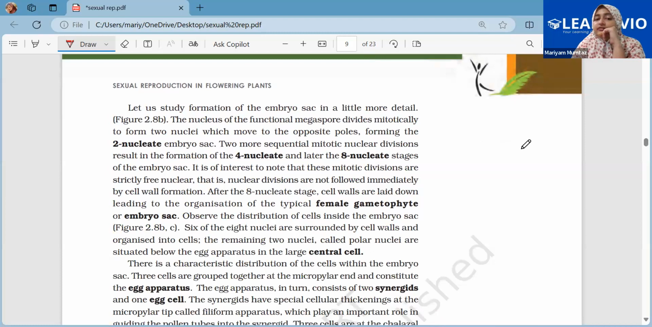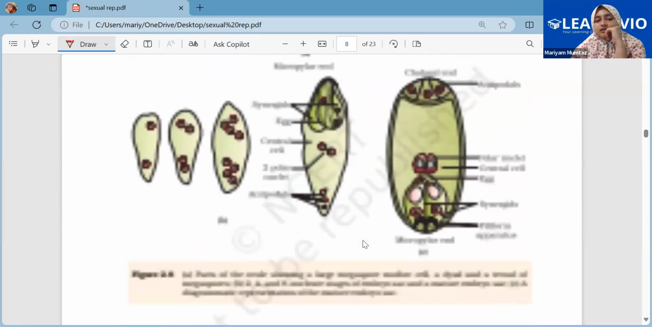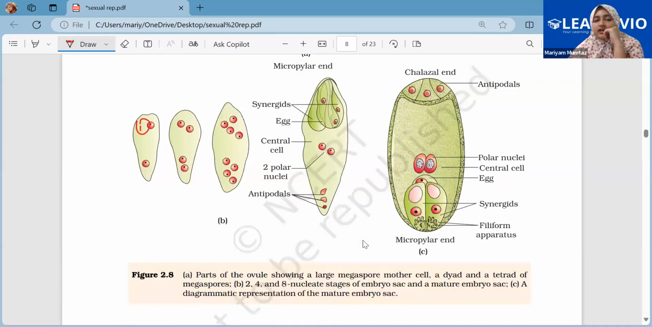Now, after the female gametophyte or the embryo sac is made, there is certain adjustment that happens inside it. The nucleus of the functional megaspore divides mitotically to form 2 nuclei which move to the opposite poles. See here, it forms 2 nuclei, one and second. They move to the opposite poles. Then it divides again and forms 2 more nuclei, so 2 at one pole, 2 at another. Then at the end, 4 nuclei are formed, 4 at one pole and 4 at another. So total 8 nuclei are formed.